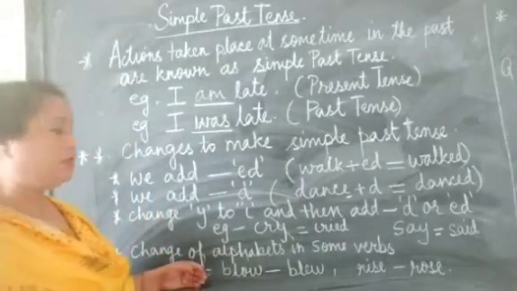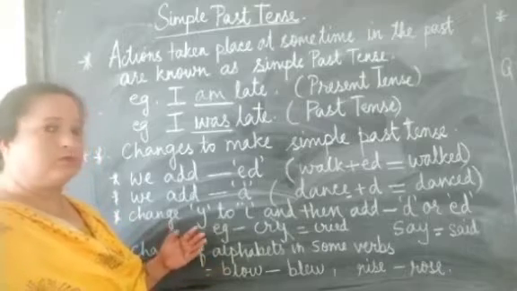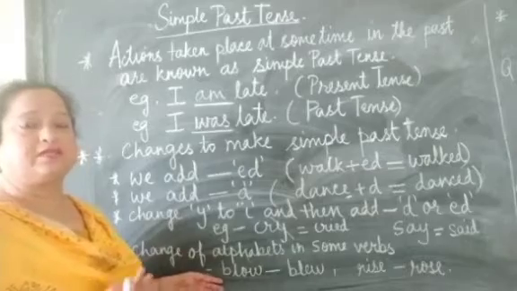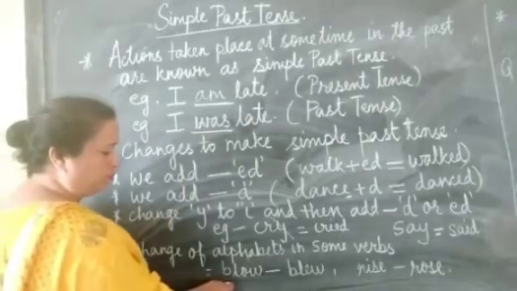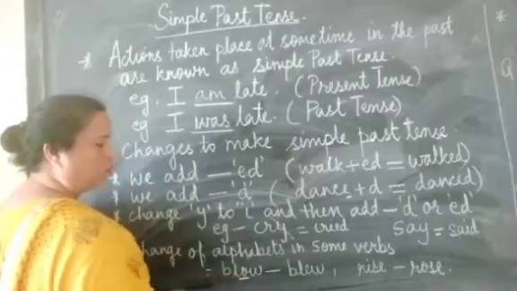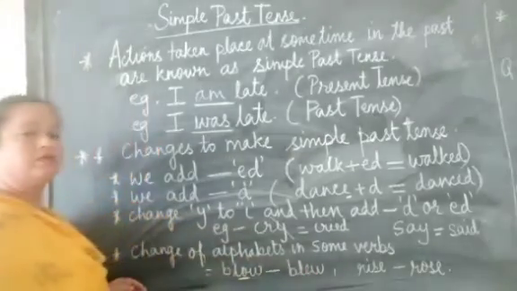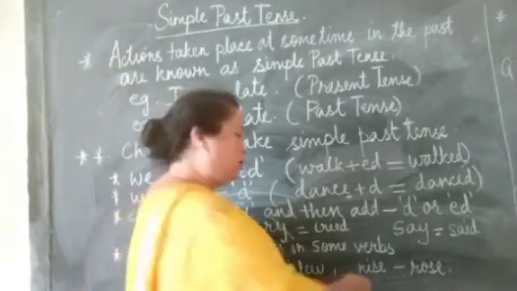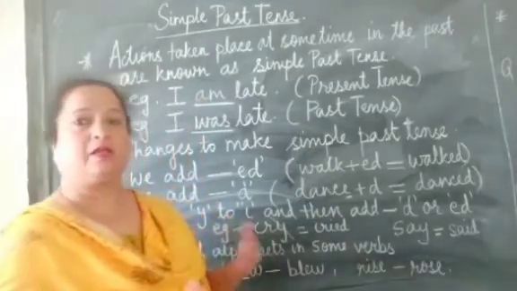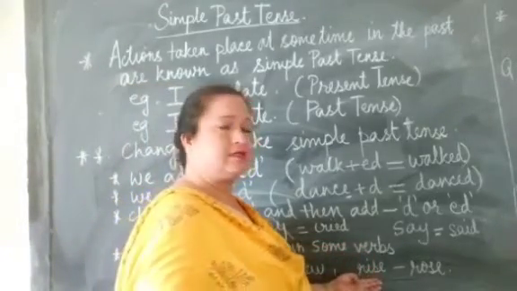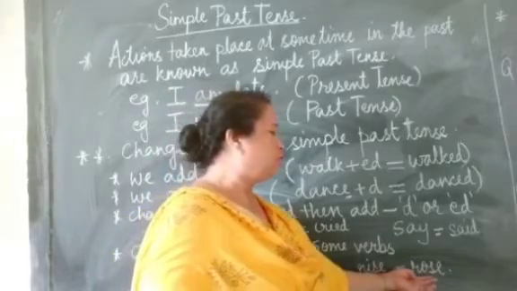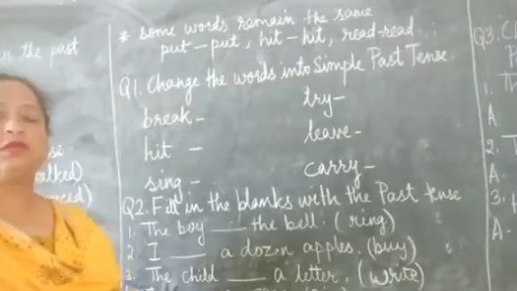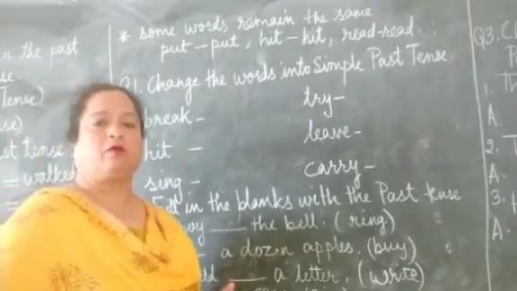Now there are certain verbs that do not use the D or the ED form, but there are alphabets that are changed in them. For example, the word blow. We removed O and we added E to it to form the past tense form. Next we have rise. In this also, there are certain changes of the alphabets and then we get the past tense form, that is rose. In rise, I removed I and I used O. So I got rose.